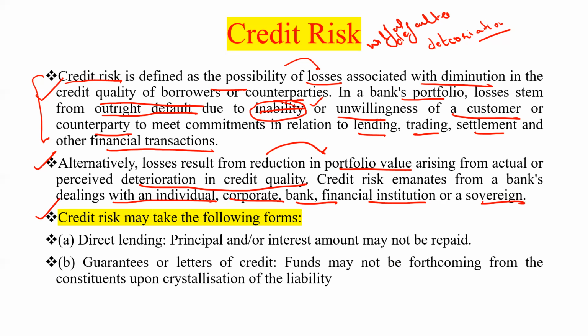The first one is direct lending, that is, when you are giving the loan. Either they are not able to pay the principal or the interest. Either only the principal, or the interest, or both may not be repaid.